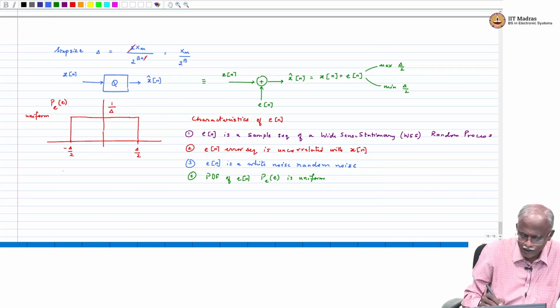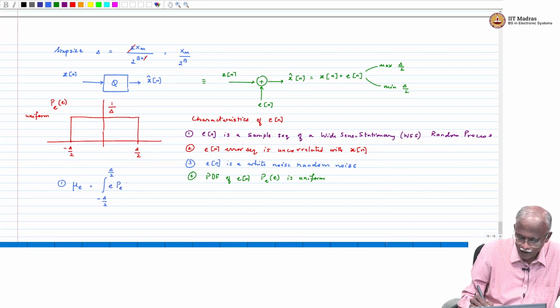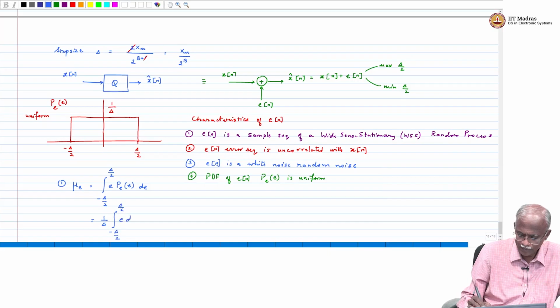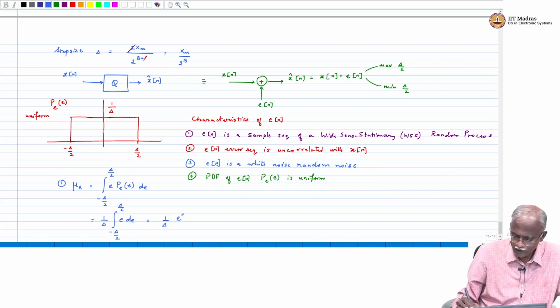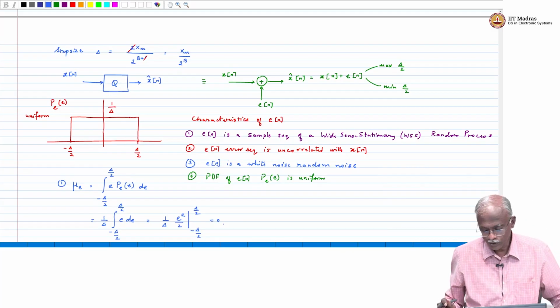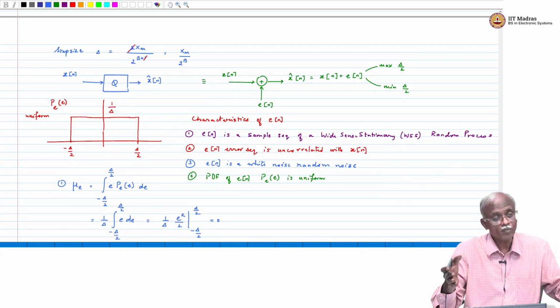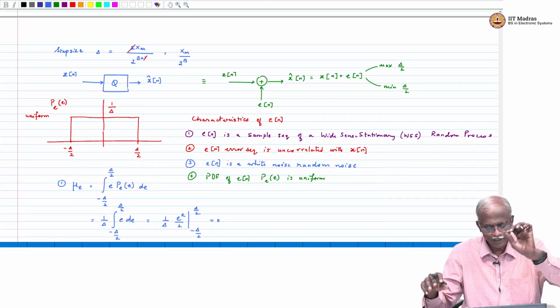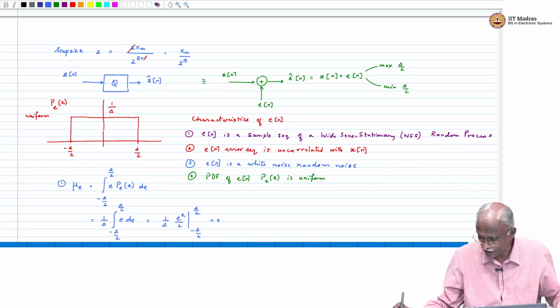Okay, so the first step is to compute the mean value, mu e. How do we do that? It is the integral from minus delta by 2 to delta by 2, that is the range, of e times p_e of e de. p_e of e is 1 over delta. So it is 1 over delta, integral from minus delta by 2 to delta by 2 of e de. This is 1 over delta times e squared by 2 from minus delta by 2 to delta by 2, which is equal to 0. So basically e of n is a random process whose mean value is 0, because it can be positive or negative, with uniform probability from minus delta by 2 to delta by 2. That is the first result that I would like you to make note of.